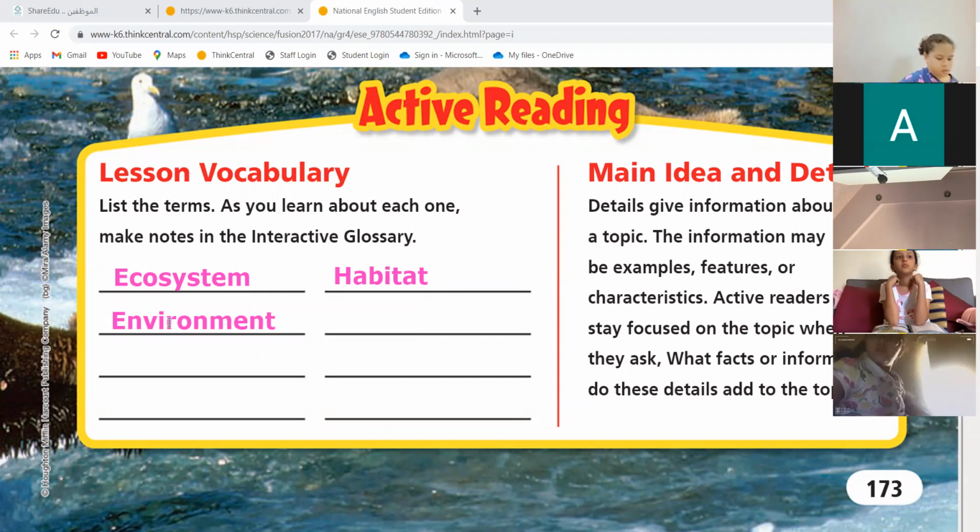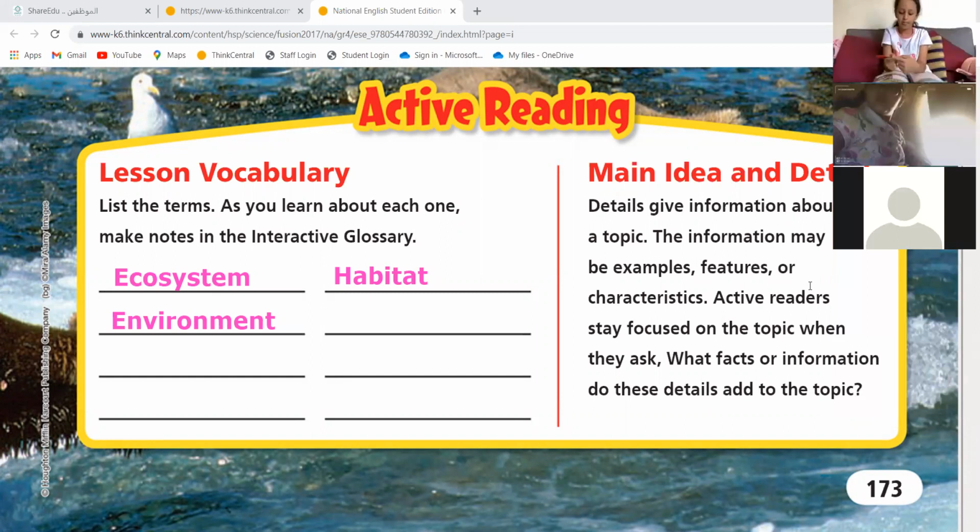So ecosystem and environment can be very similar together. But the one thing is different. Ecosystem must interact together. All right. What after environment? Hiya, Maria. What did we learn next? Only ecosystem, environment, habitat, or what else?